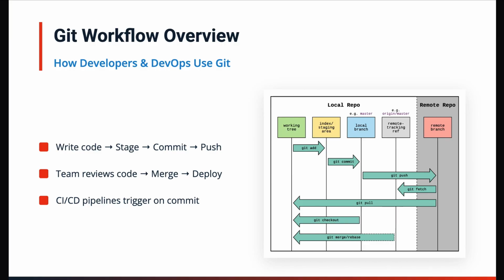Once the code reaches GitHub, pipelines can automatically test, build Docker images, deploy applications, and notify teams. Pull requests also allow teams to discuss changes before merging. As a DevOps engineer, you interact with Git at almost every stage, from reviewing branches to debugging pipelines. Understanding this workflow makes the whole DevOps ecosystem feel much more connected and logical.